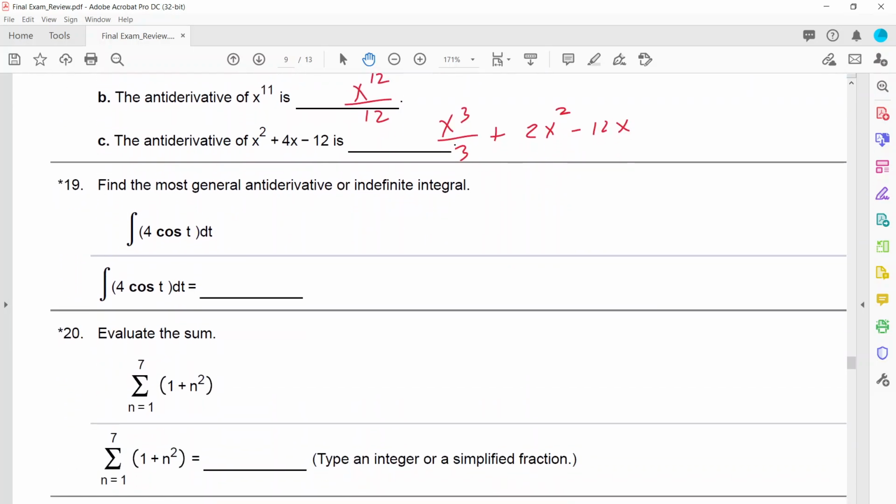The integration of cosine: the derivative of sine is cosine, so the integration of cosine is sine, so that would be 4 sine t plus some constant.